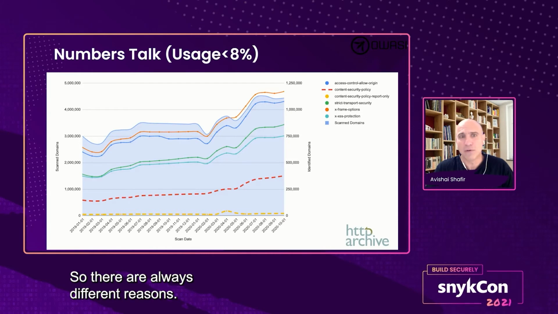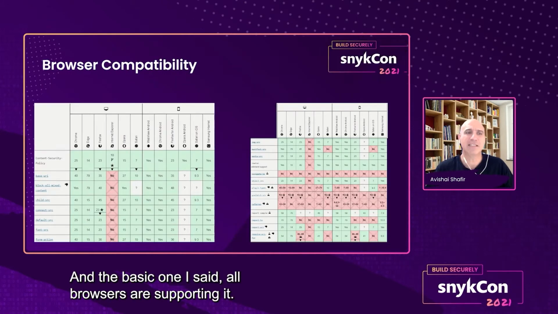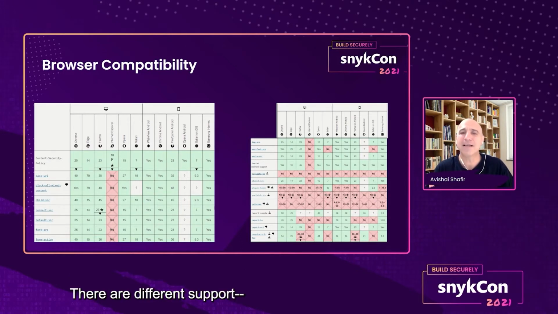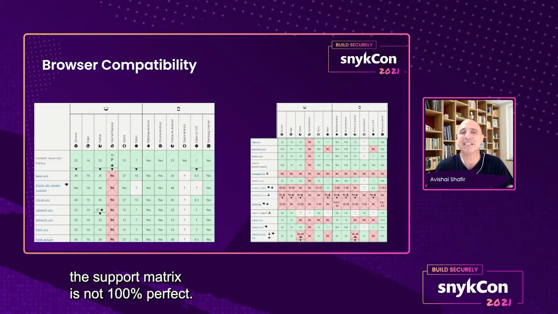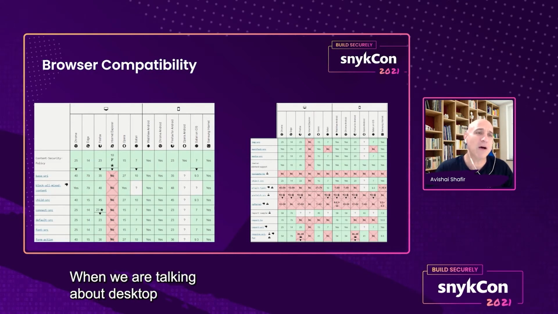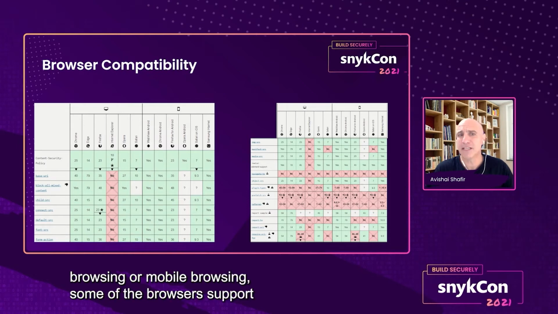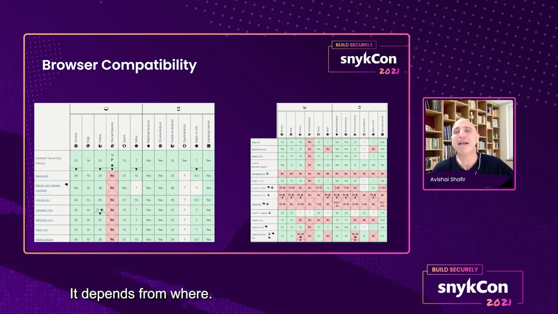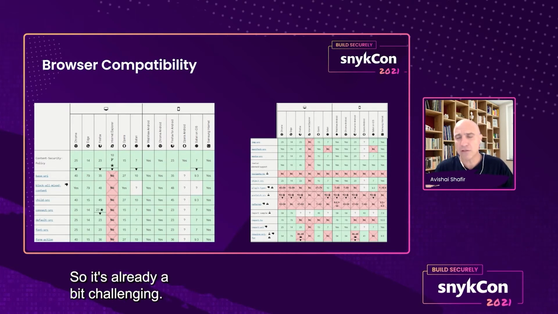There are always different reasons, and the basic one: I said all browsers support it, but as you can see, with the red and the green, there is different support. The support matrix is not 100% perfect. When we are talking about desktop browsing or mobile browsing, some of the browsers support everything, and some support different versions. So it's already a bit challenging.